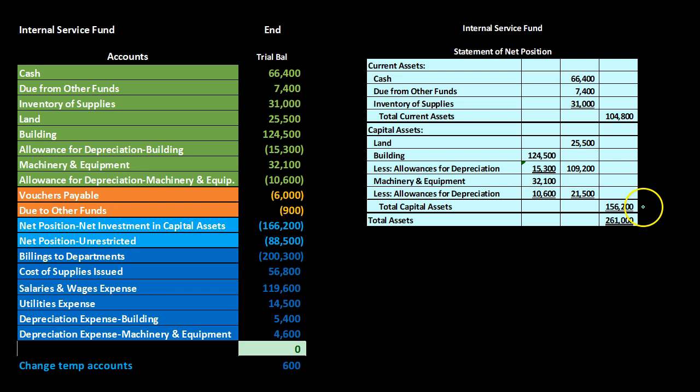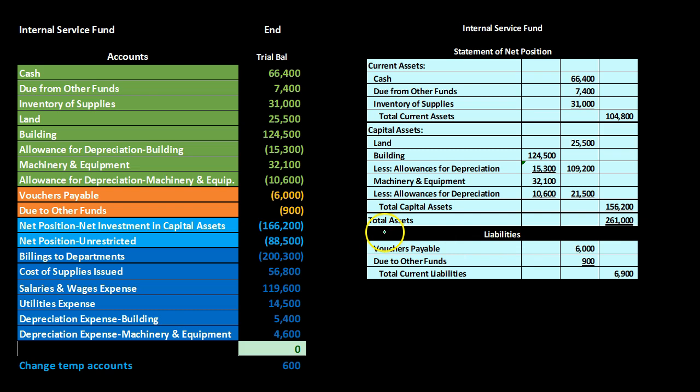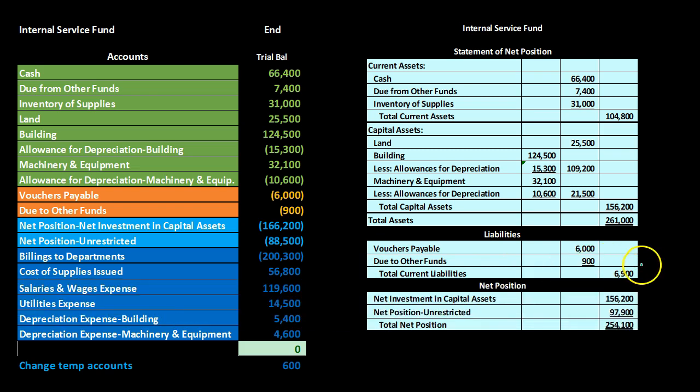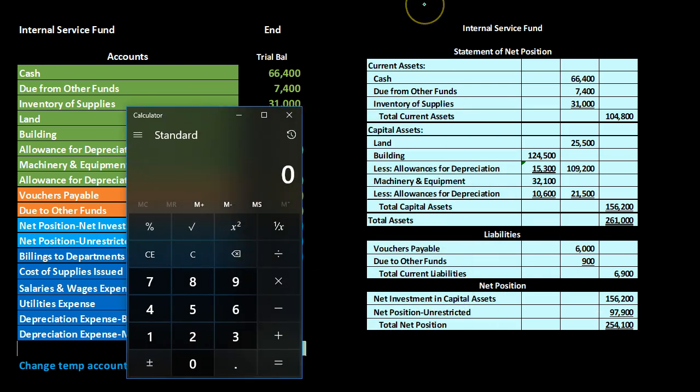Okay, and then we're going to have the total assets, which will be the 104,800 plus the 156,200, that's the 261,000. Then we've got the liabilities, including the voucher payable, similar to accounts payable, and due to others, that a total of 6,900. And then we've got the net investment in total capital assets and the net position amounts of the 254,100. Of course, if we take then the assets, 261,000 minus the liabilities of 6,900, we get to the 254,100.